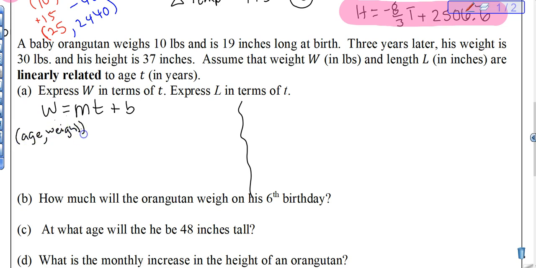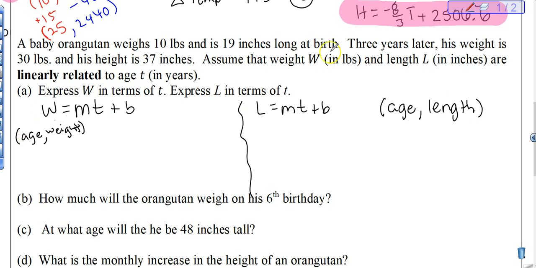Okay, let's go do the other side. It says express L in terms of t. Since they're linearly related, that means my equation looks like L equals mt plus b. So in this, let's define. What's our x? The age, right? And length is your y. So if you can just get to that point, I think it's not so bad to start extracting your points.